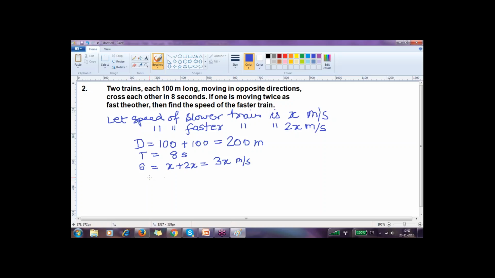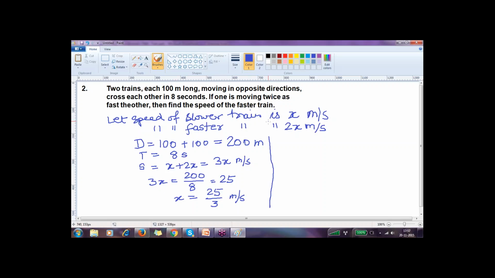Now putting in the formula, S is equal to D by T. 3x is equal to 200 by 8, which is equal to 25. So x is equal to 25 by 3 meters per second.